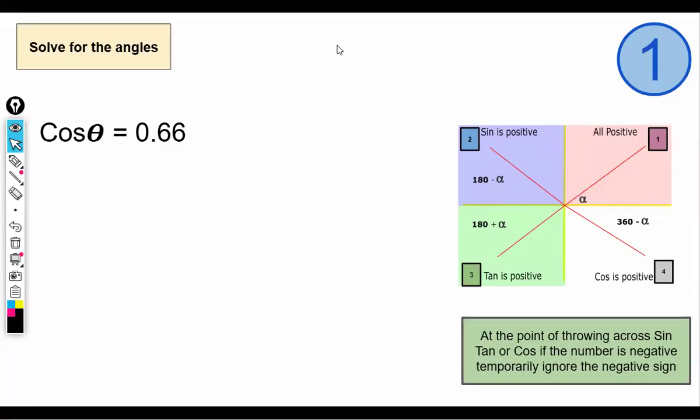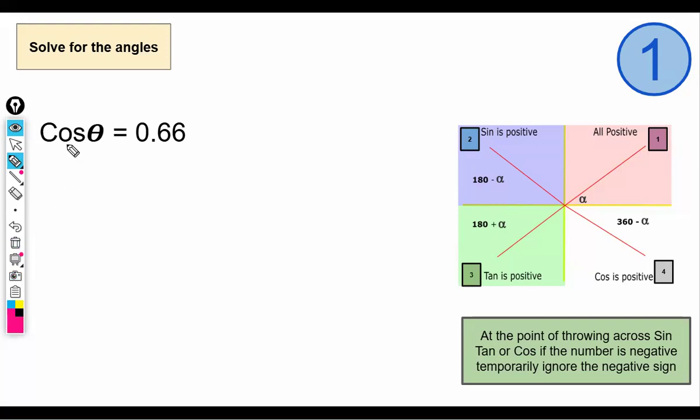When you're doing a trigonometry question, the first thing you have to ask yourself is, what kind of question is it? Is it a positive question or a negative type of question? Because apparently this chart is saying something about sine being positive or cosine being positive. And if cosine is positive, the rest of them are negative. But here's the thing. You can only determine whether the question is a positive type or a negative type at the point of throwing across the sine, tan, or cosine.